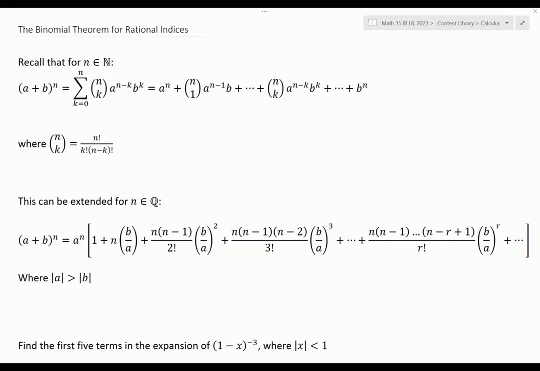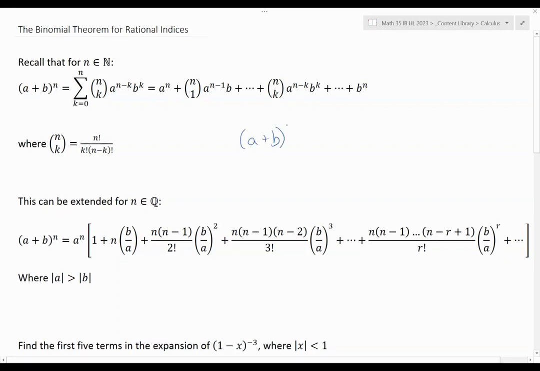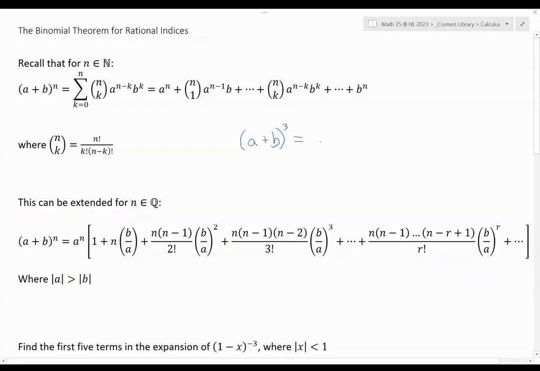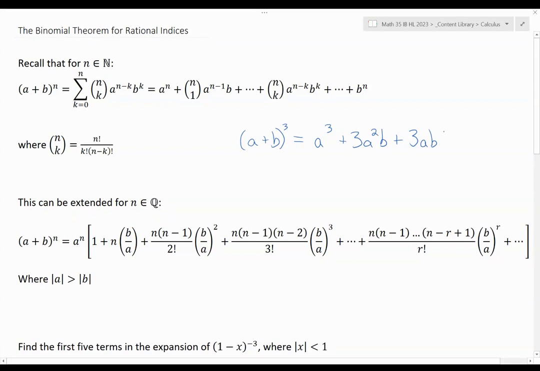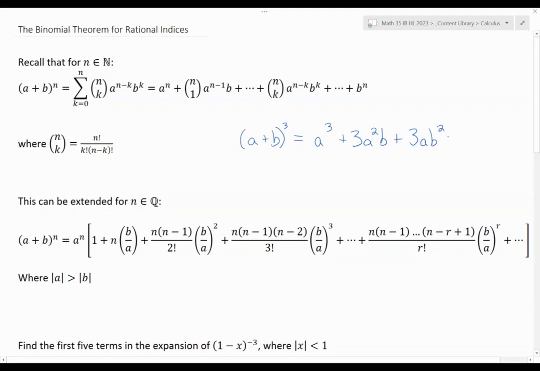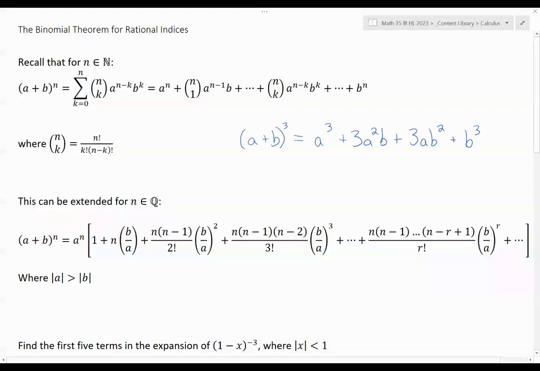So we have, for example, if I wanted to expand (a + b) to the power of 3, this would be a cubed, because that's 3 choose 0, a cubed times b to the power of 0. 3 choose 1 is 3, and then we've got a squared b to the power of 1. 3 choose 2 is also 3, and then a times b squared, and then 3 choose 3, which is 1, and we get a to the power of 0, b to the power of 3. So we can use that to expand a binomial when we have nice natural number exponents.